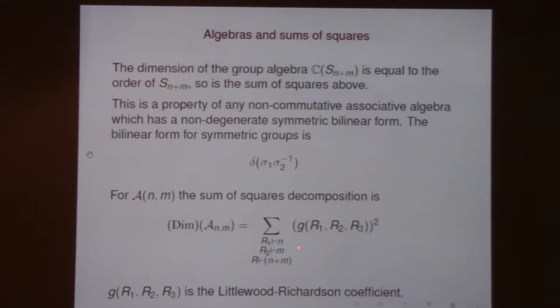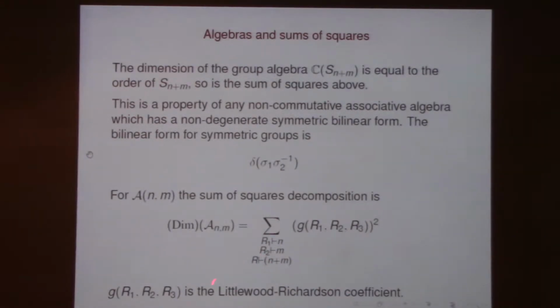You take a Young diagram with little n boxes, a Young diagram with little m boxes, a Young diagram with n plus m boxes, and then you take what is called the Littlewood-Richardson coefficient, which is a number having to do with how many ways I can put together the Young diagram with n boxes with the one with m boxes to build the Young diagram R3 with n plus m boxes. The multiplicity is called g, the Littlewood-Richardson coefficient. And this algebra has a very nice property, that its dimension is the sum of squares. There are some deeper implications of that.